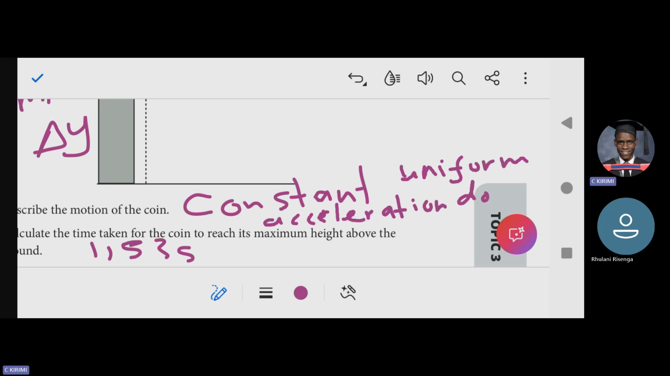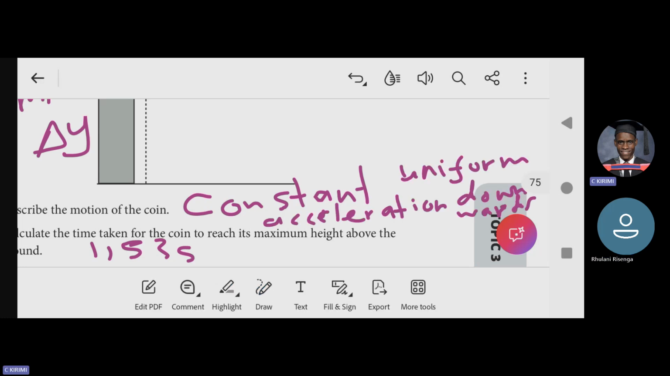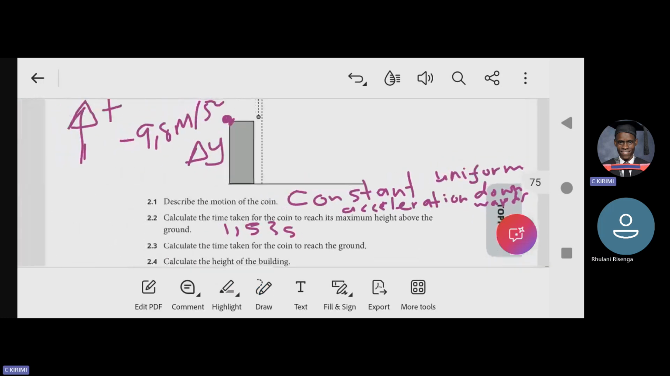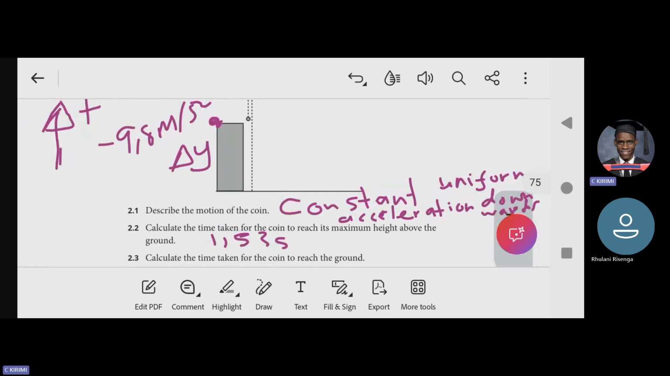It is simple. Which means we have stated that the coin is going downwards. And the acceleration throughout the motion is still negative. Because you have taken up as what? It's positive. You've taken up as positive. So calculate the time taken for the coin to reach the ground.